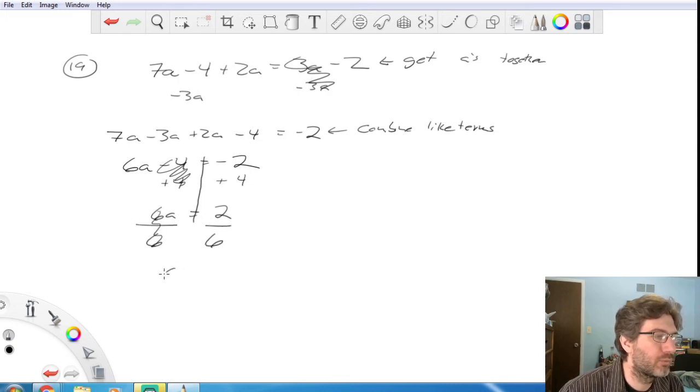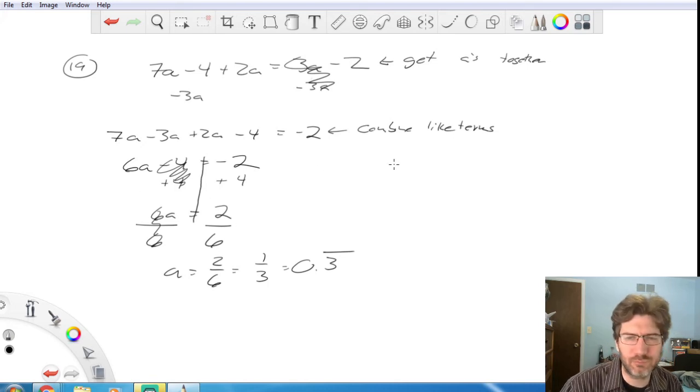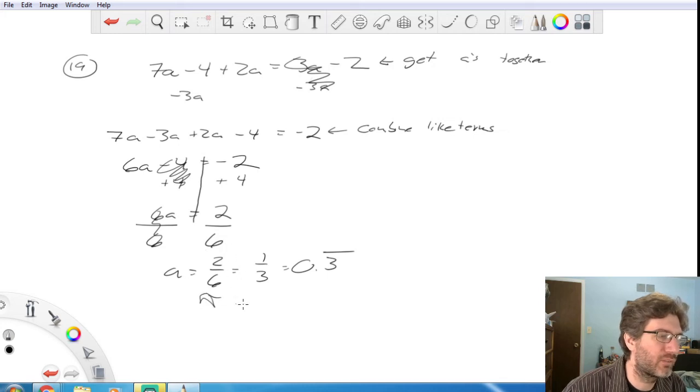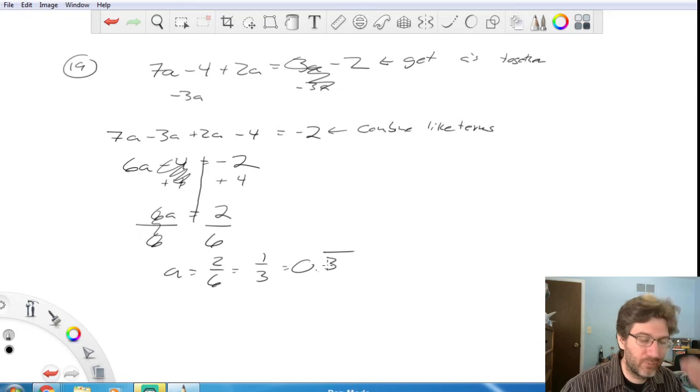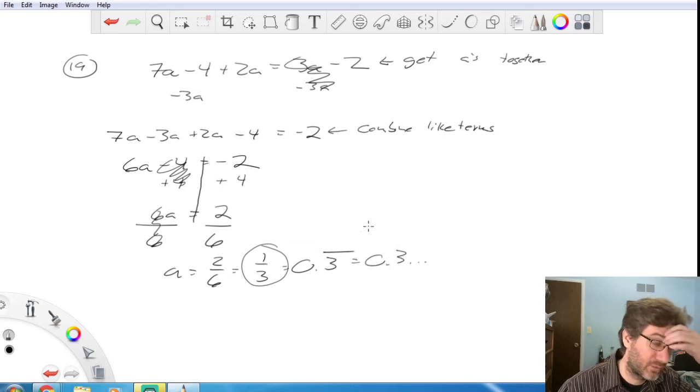This cancels, leaves me with a equals 2/6, which reduces down to 1/3, which is also 0.3 repeating, if you wanted that. Any of those options. I don't even think I took off. I think only one person did this. I'm not sure I even took off for it. But this here is the preferred answer when typing because you can't do the repeat bar, but if you want to put 0.3 ... that works too.